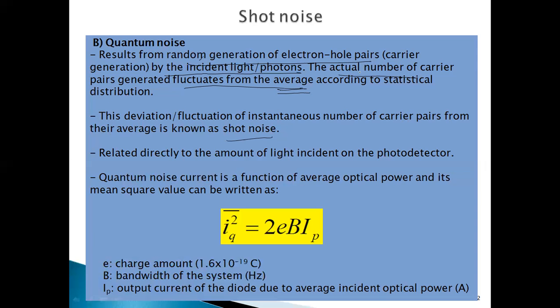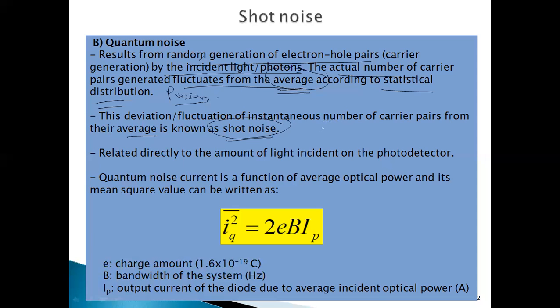This generation of carrier pairs is said to be fluctuated from the average value, and these fluctuations can be determined using a statistical distribution, or to be exact, the Poisson distribution. I'm going to cover that in detail for this topic. So the deviation or the fluctuation of the number of carrier pairs from the average is known to be the shot noise.